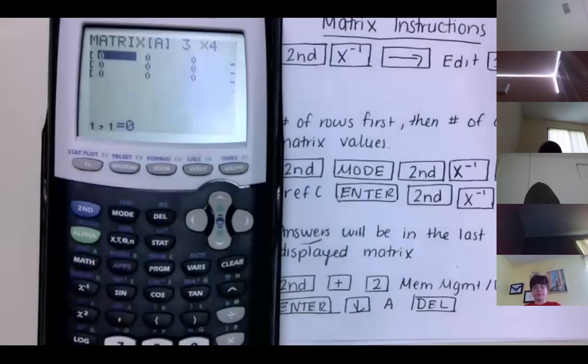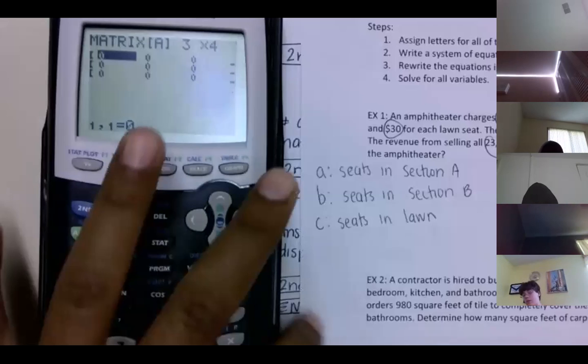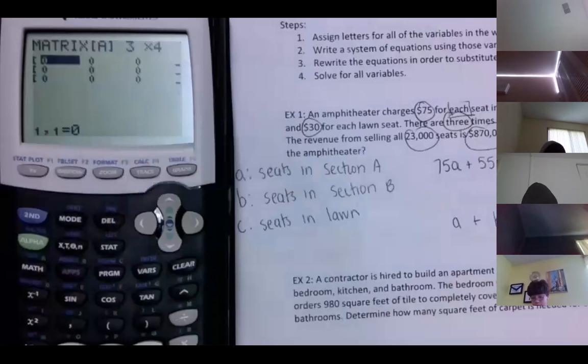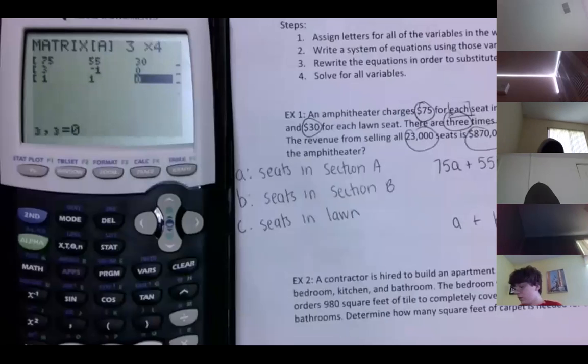And then we're gonna type in our matrix. So just like Elise, Gavin, and Tyler gave us, we're gonna put all those numbers in. So 75, 55, 30, 870,000. Make sure you pay attention to how many zeros you're putting in. That's a common mistake. And we've got 3, negative 1, 0, and 0, and then 1, 1, 1, and then 23,000.